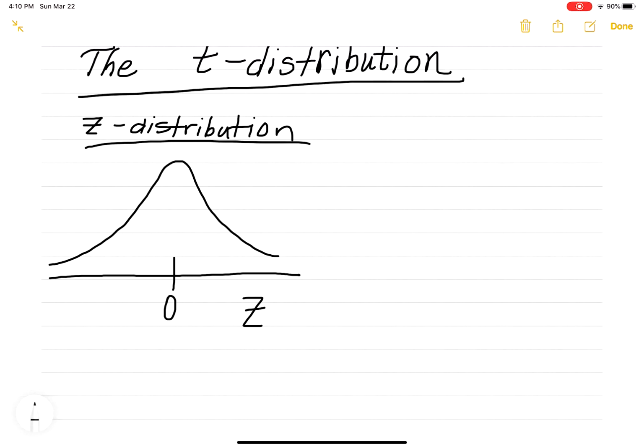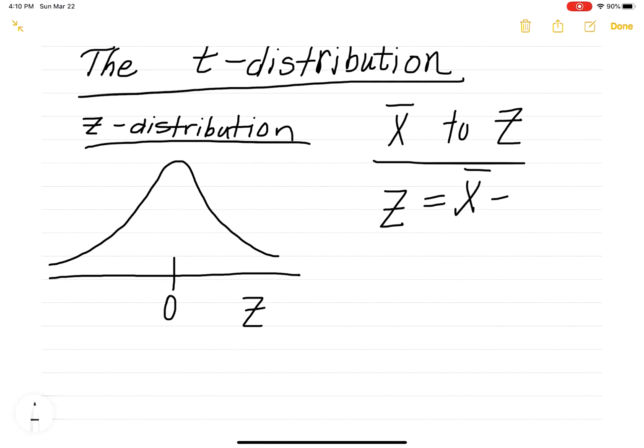So remember, when you're converting from sample means, so when you have a particular sample mean and a distribution of sample means, the conversion formula to go from x bar to a z-score, we have this formula, right? Z equals x bar minus mu, divided by sigma, the population standard deviation, divided by the square root of n, which is your sample size.